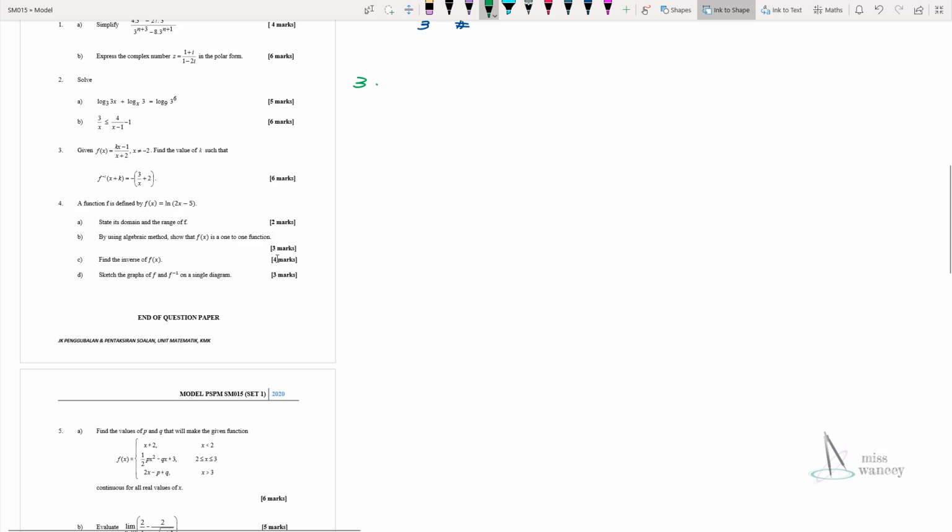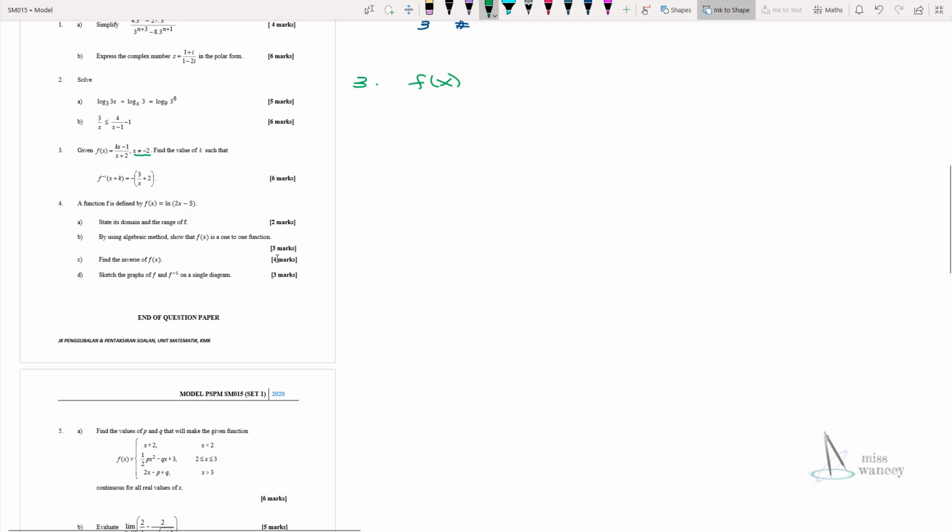Okay, so question number 3, given that f(x) is equal to (kx minus 1) over (x plus 2), x cannot be equal to negative 2, otherwise we have something that is undefined. Find the value of k such that f inverse of (x plus k) is the negative of 3 over (x plus 2). Okay, so firstly, let us calculate what is the f inverse.